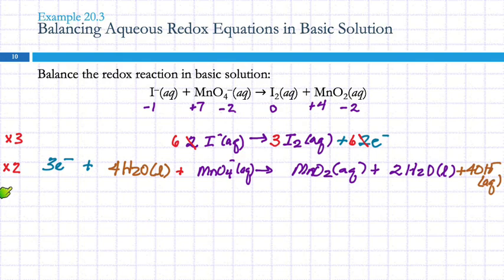So down here, I'm going to multiply everything by 2. So I multiply the electrons by 2 and I get 6. I multiply the waters by 2 and I get 8. I multiply this one by 2, I get 2 and 2. And I'm multiplying by 2, this is 4. Multiplying by 2, this is going to be 8.